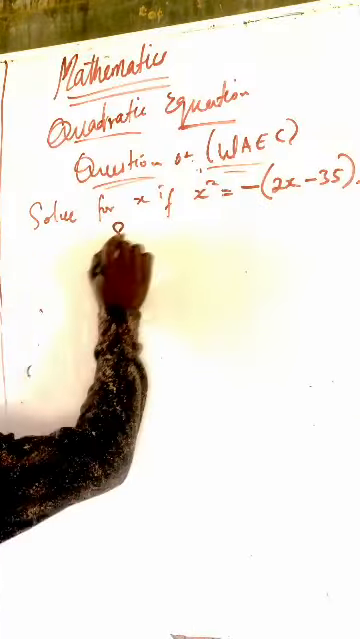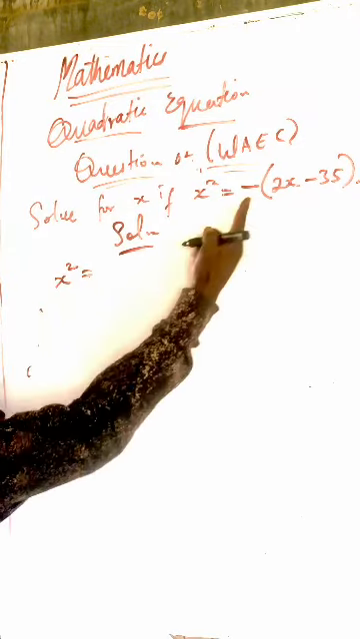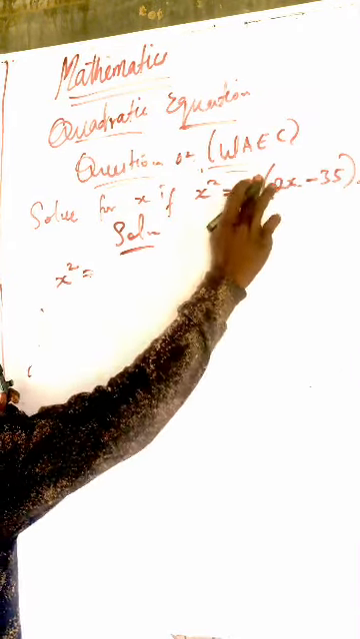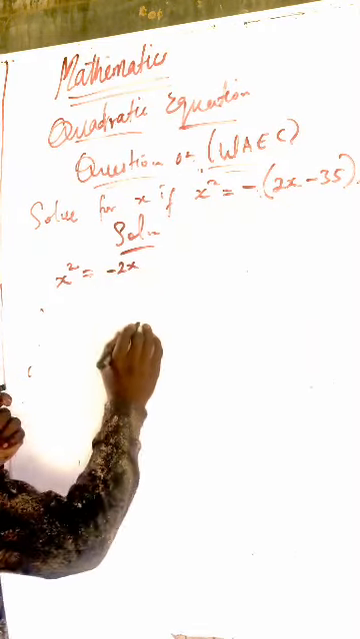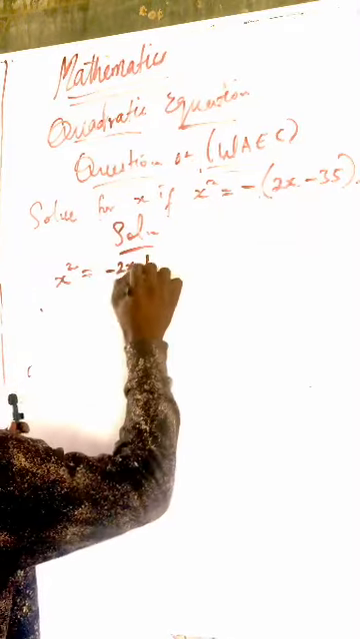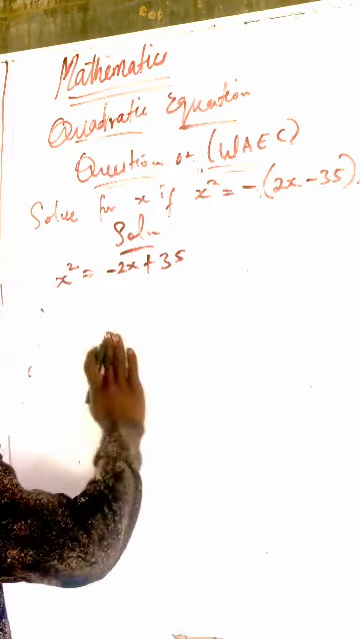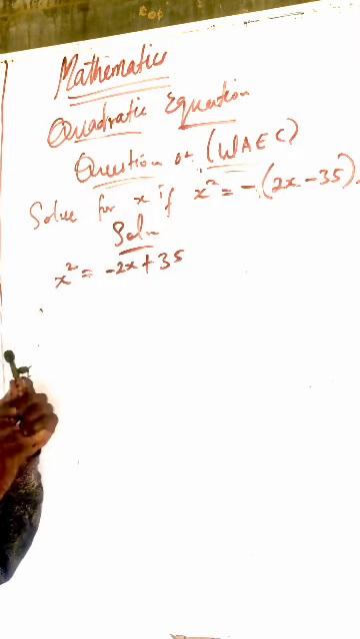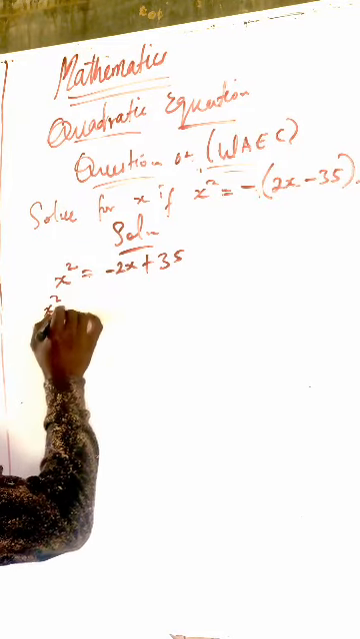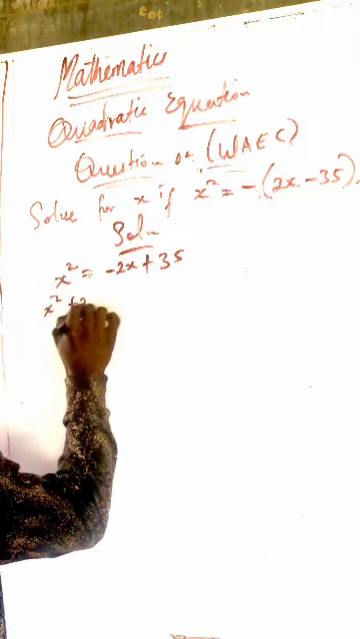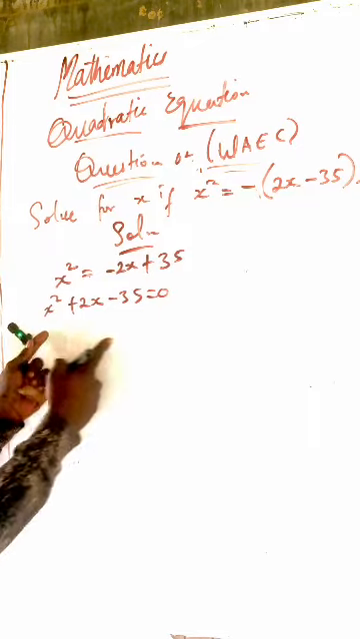Okay, so I'm going to have a solution to this. X raised to power 2 is equal to, expand this. Remember, this is minus 1. So minus times 2x is what? Minus 2x. Minus times minus is what? Plus. Minus, and then you put your 35. So what next now? I said arrange it to be a quadratic expression. So this will now give you x raised to power 2. When this one crosses over, it becomes plus 2x. This one crosses over, it becomes minus 35 is equal to 0. This is now a quadratic.